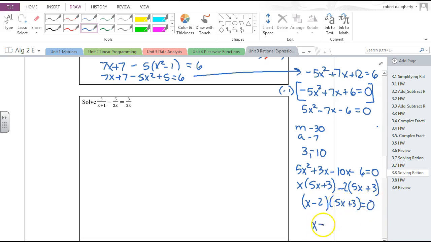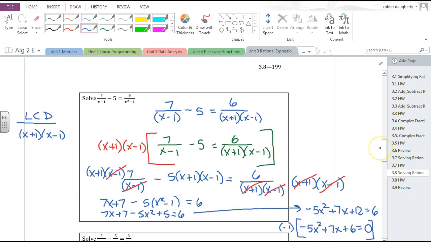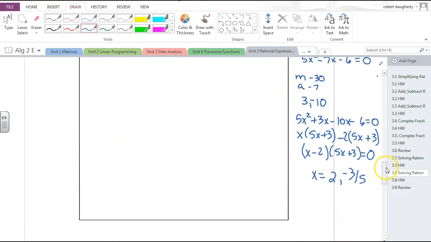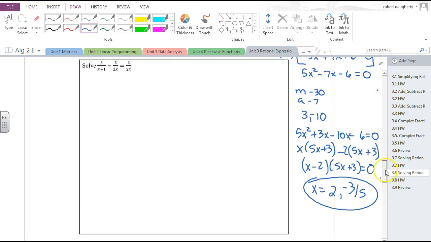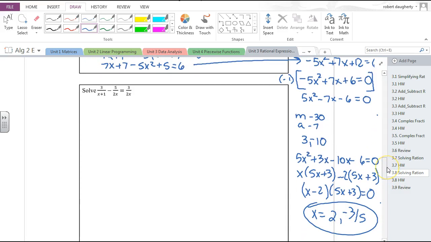Therefore, x is equal to what? 2 and what? Negative 3/5. What are the exclusions in this problem? x cannot be what? 1 or negative 1. So I'm good. So those answers both work. So these are the solutions to that problem. So don't forget how to factor quadratics, even the ones that start with a non-1 in the quadratic term.